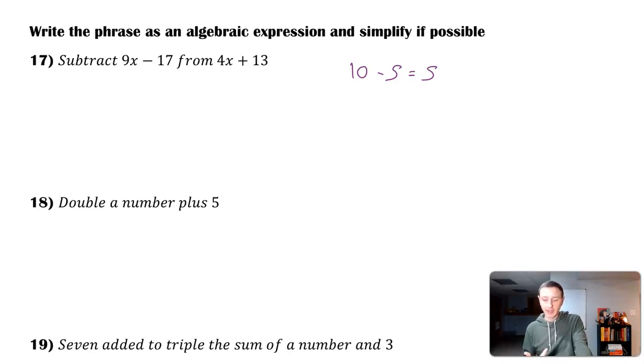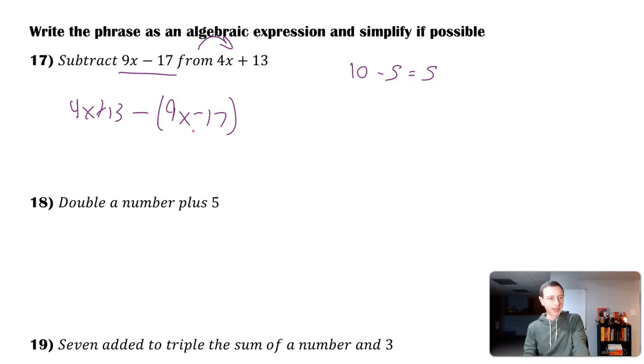So if I want to subtract 9x minus 17 from this total, I want to take away 9x minus 17. So I want to have 4x plus 13 minus, in parentheses, 9x minus 17. See how I put that in parentheses?